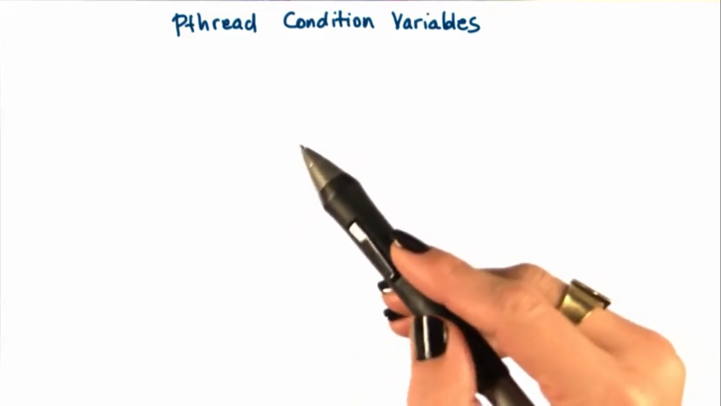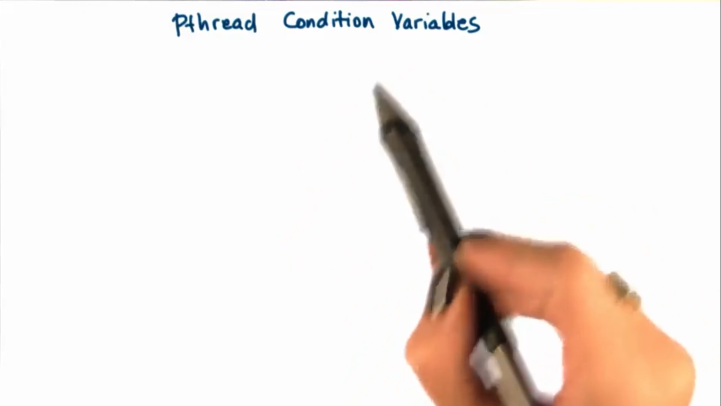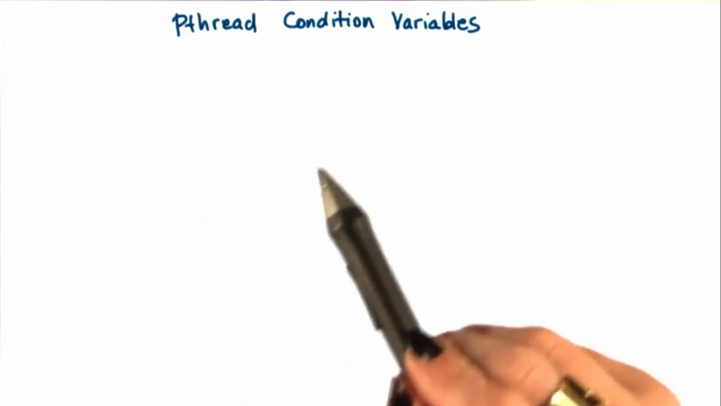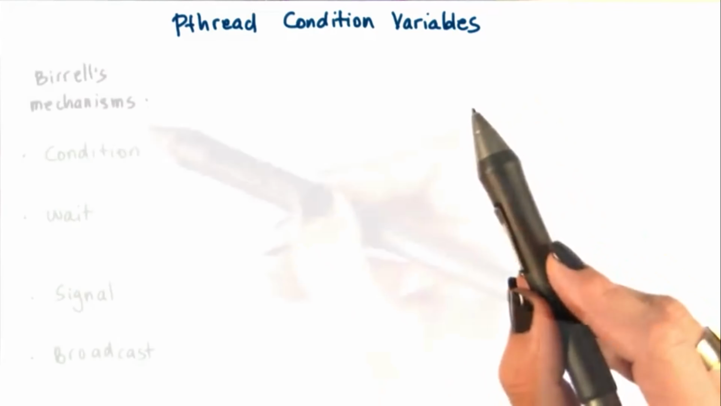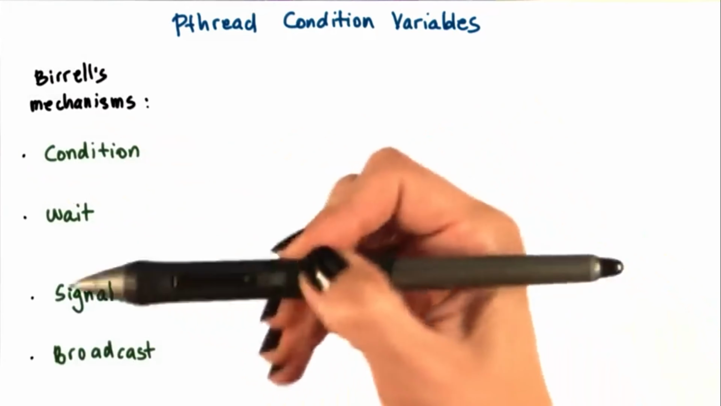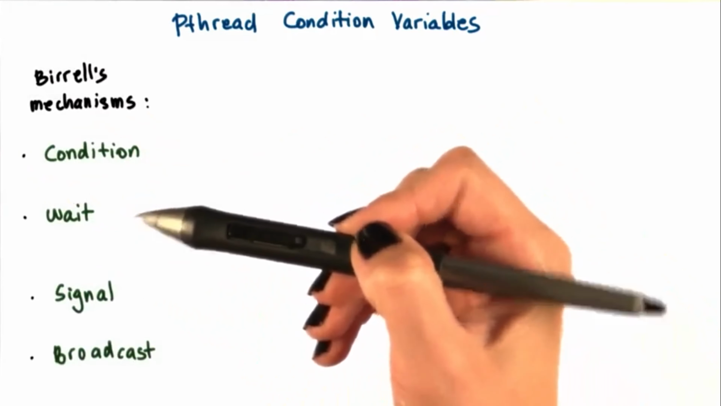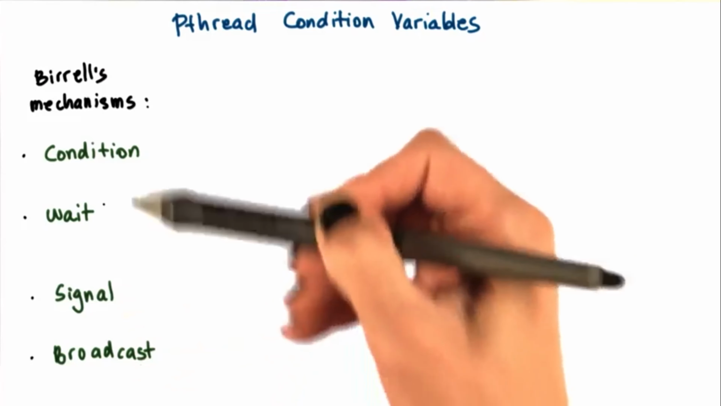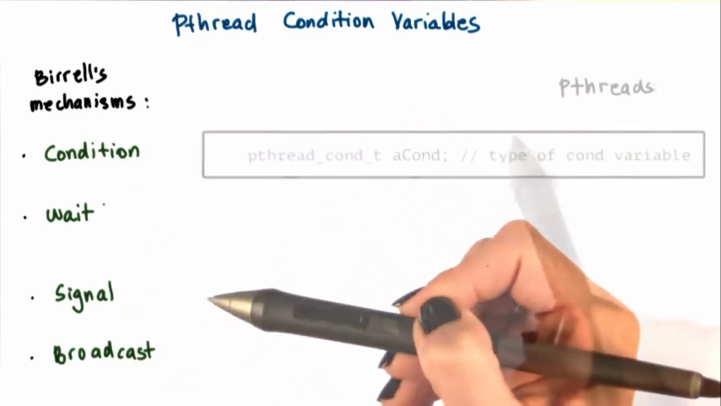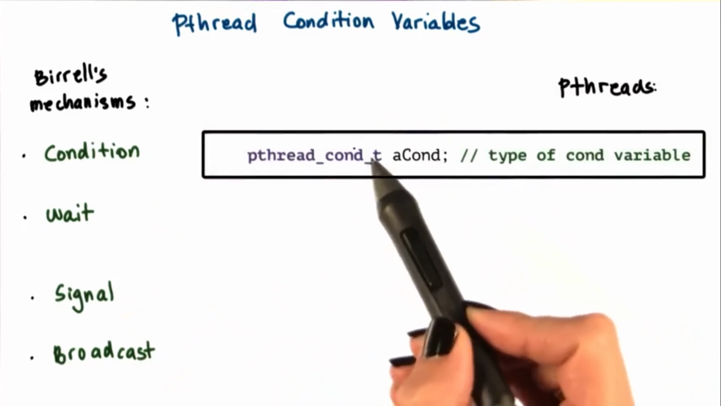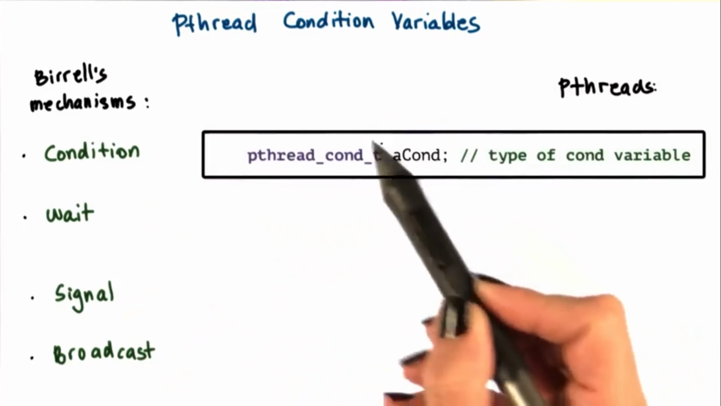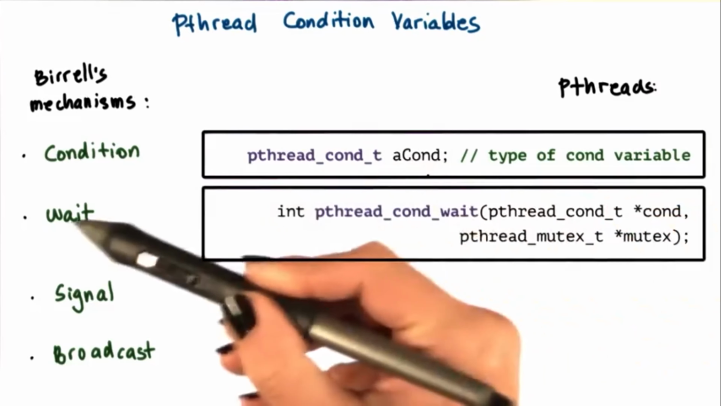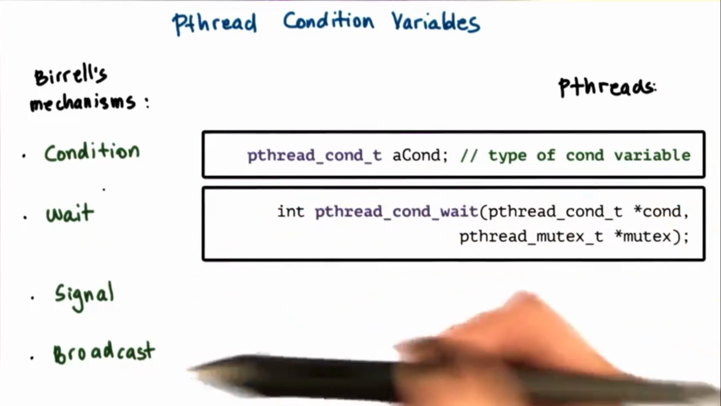As we described in Birrell, condition variables are synchronization constructs which allow blocked threads to be notified once a specific condition occurs. Birrell proposed the condition variable abstraction as well as 3 operations, wait, signal, and broadcast, that can be performed on condition variables. In Pthreads, condition variables are represented via the designated condition variable data type. The remaining operations align really well with Birrell's mechanisms.